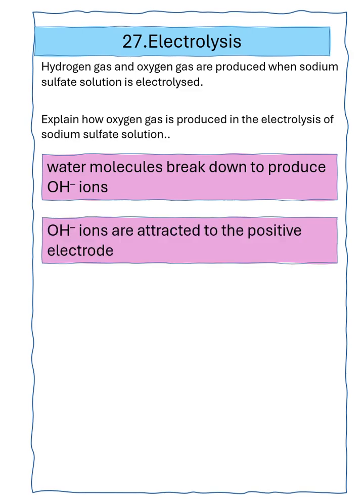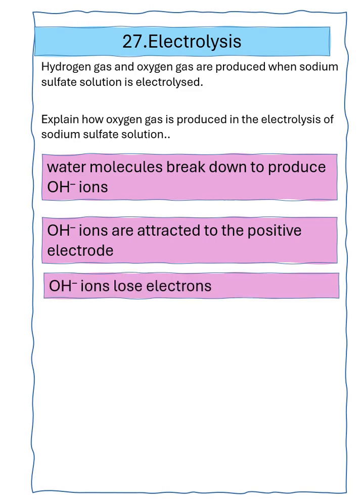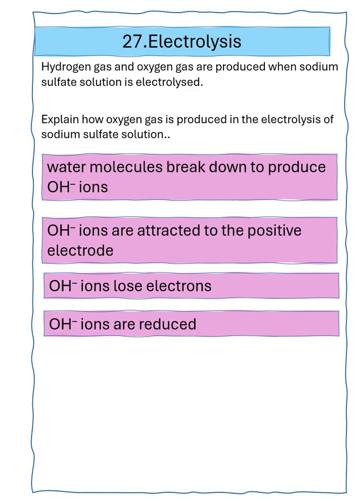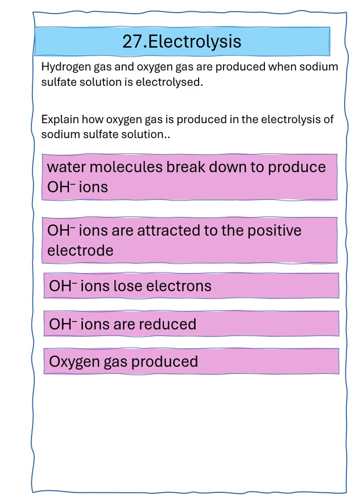That the OH minus ions are attracted to the positive electrode because opposite charges attract. The OH minus ions will therefore lose electrons. We can say that OH minus ions are reduced, and therefore at the end of that, oxygen gas is then produced at the positive electrode.